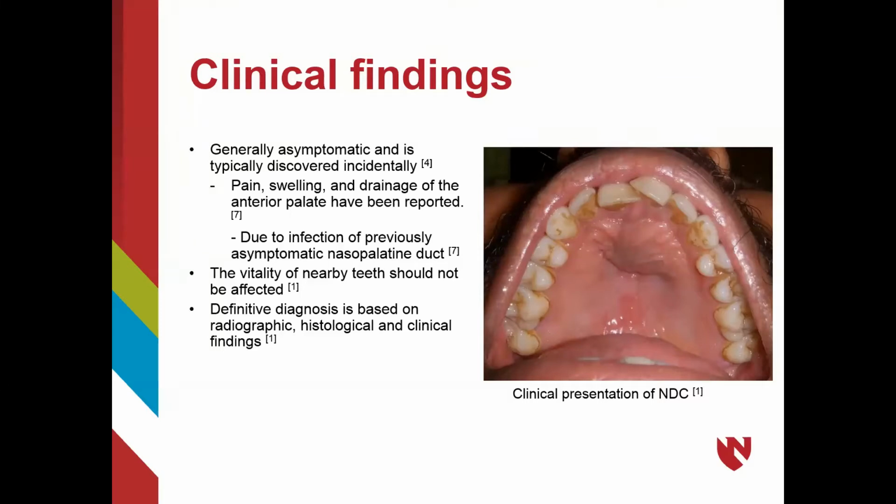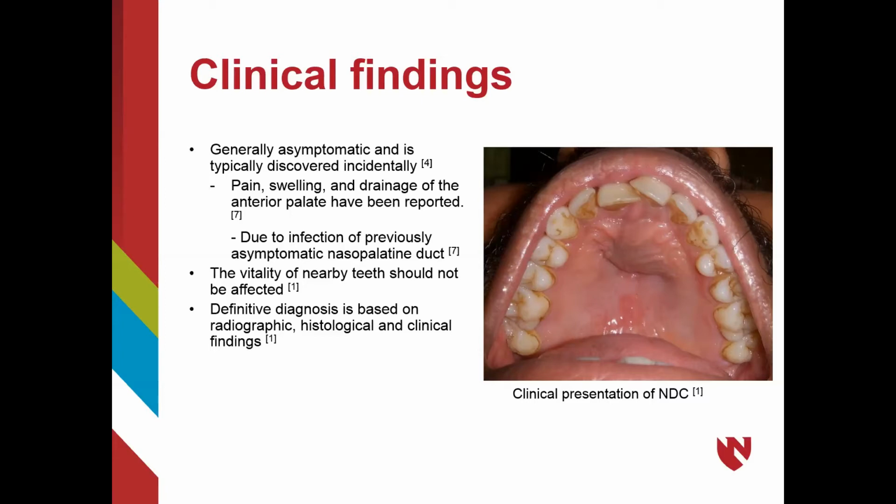These cysts are generally found during routine radiographic examination because it is typically an asymptomatic phenomenon. However, some pain, swelling, and drainage of the anterior palate have been reported, but this is most often due to an infection of a previously asymptomatic nasopalatine duct. The surrounding dentition, teeth 7, 8, 9, and 10, are vital, and the definitive diagnosis of the nasopalatine duct cyst is based on radiographic, histological, and clinical findings.